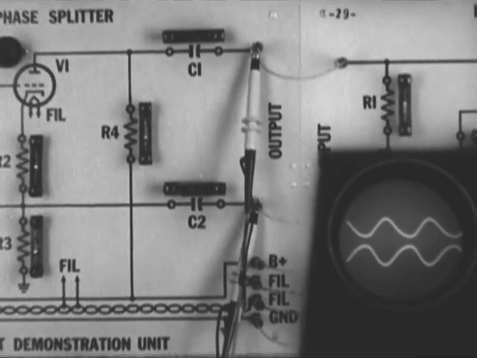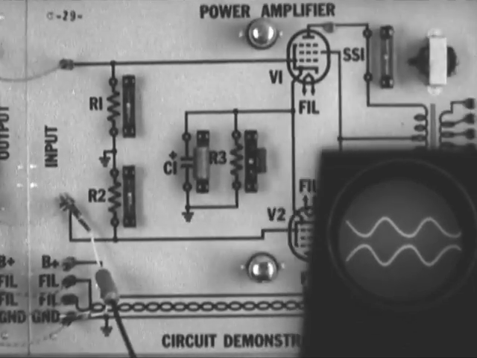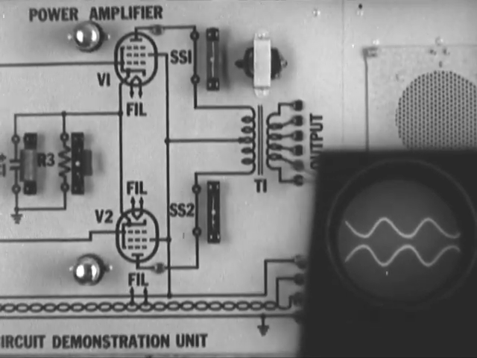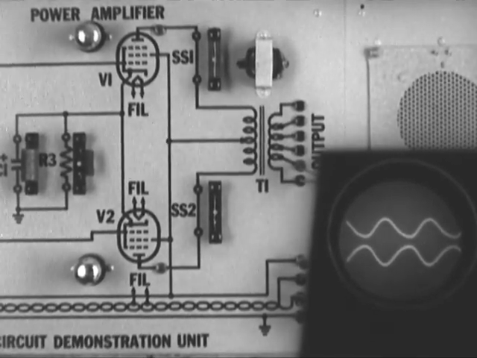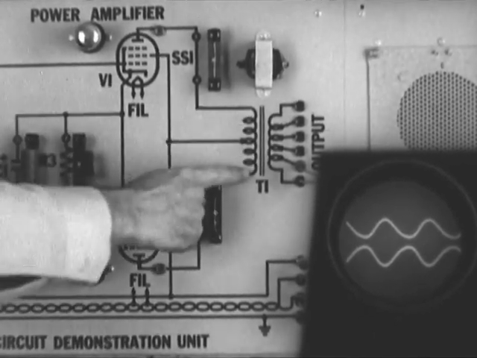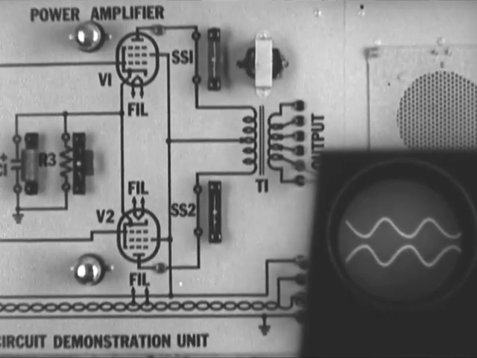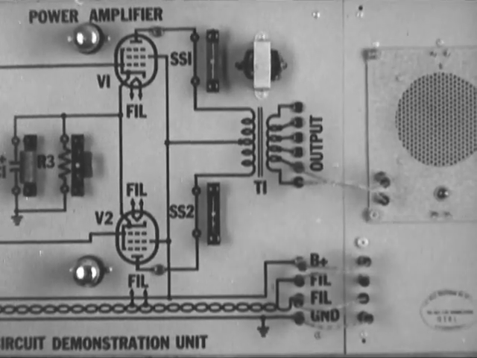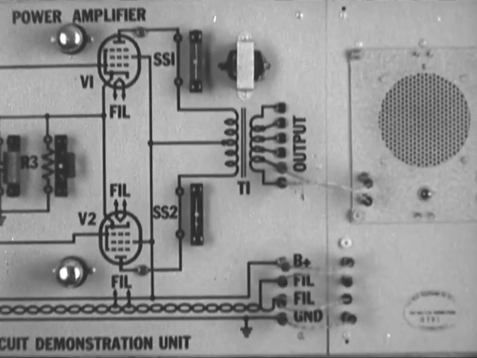These are coupled to an audio power amplifier, where each signal is amplified in a separate tube and fed to T1. This is an audio output transformer, which recombines the out-of-phase signals and lowers their impedance to match the loudspeaker. The loudspeaker vibrates at audio frequencies and recreates the sound waves which are heard by the operator.